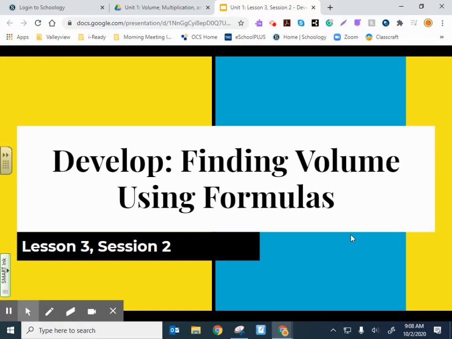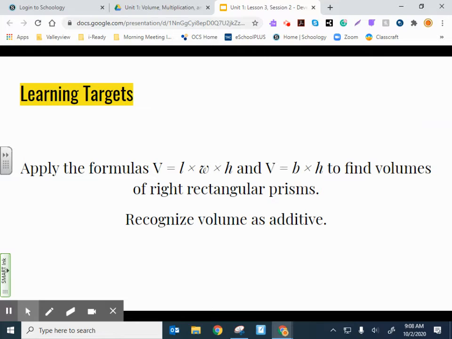All right, so here is session 2 of lesson 3. We're going to continue using our formulas to find volume. So let's go into that right now. So again, we're looking at two specific formulas here when we're finding volume.